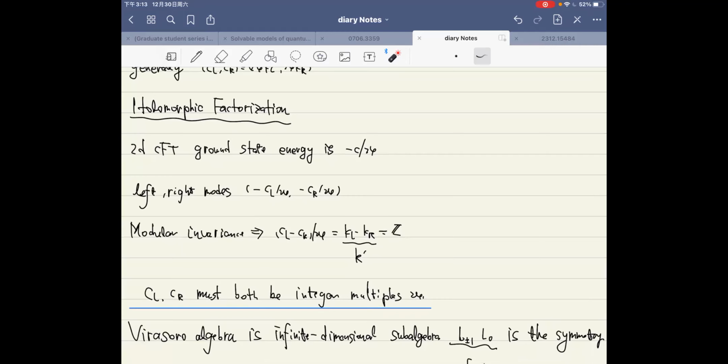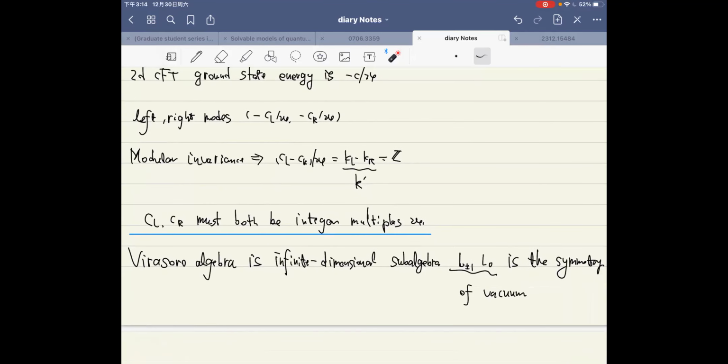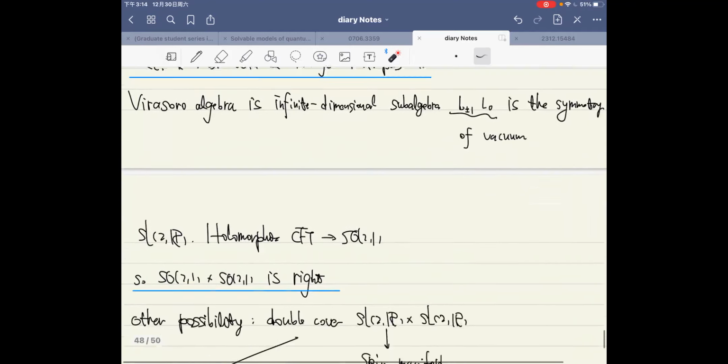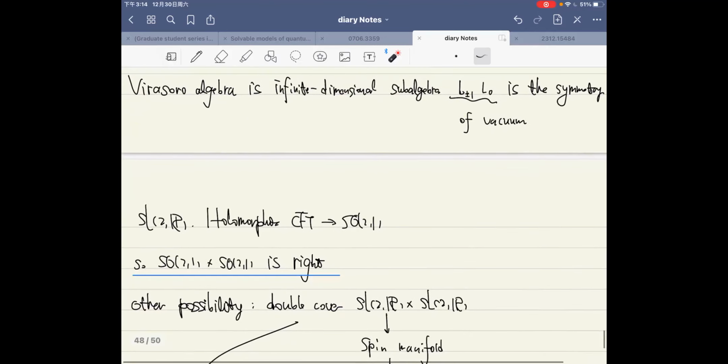So from the requirement of holomorphic factorization, we cannot consider the covering group of SO(2,1) times SO(2,1) as the gauge group. But we need to explain why SO(2,1) times SO(2,1) is a correct gauge group. This is because the SO(2,1) acts faithfully on the holomorphic CFT. So other covers are not valid. Anyway, we will discuss this topic further.